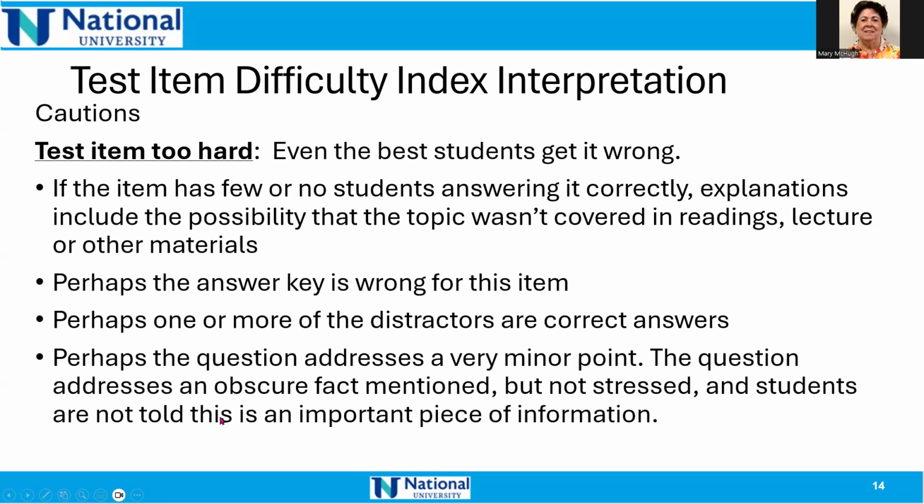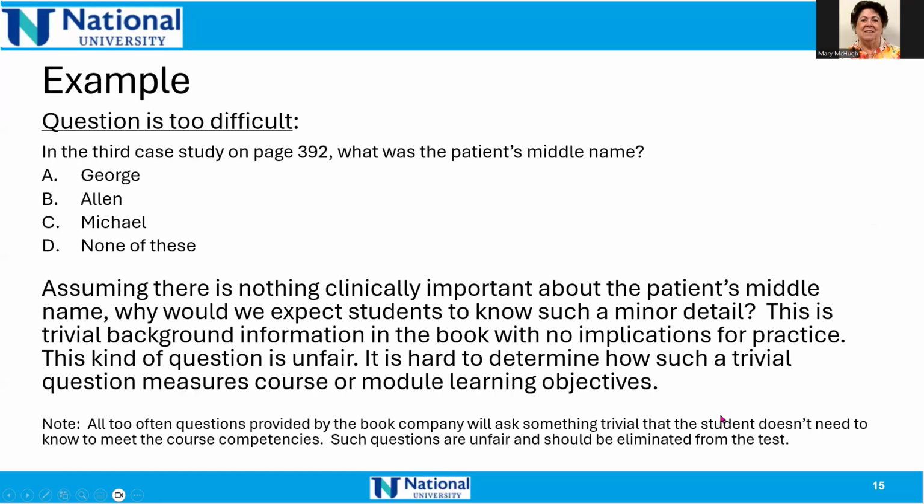And perhaps the question addresses a very minor point. The question addresses an obscure fact mentioned but not stressed, and students are not told this is an important piece of information. Here's an example of that. Let's say the stem says, in the third case study on page 392, what was the patient's middle name? Well, it's very difficult for me to even imagine what a patient's middle name would have any importance in a nursing test, but we don't ask questions like that.